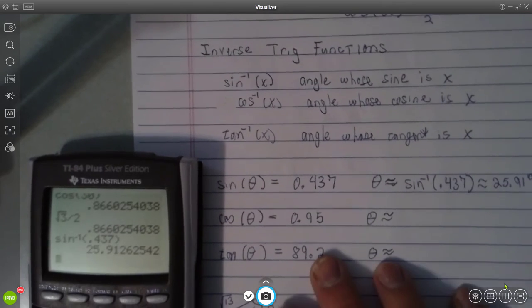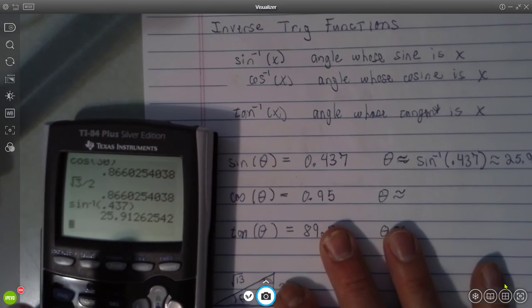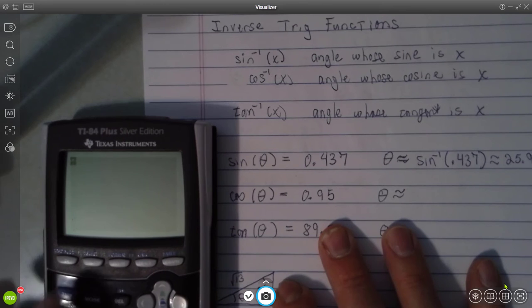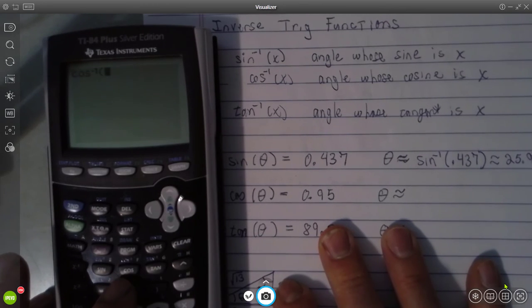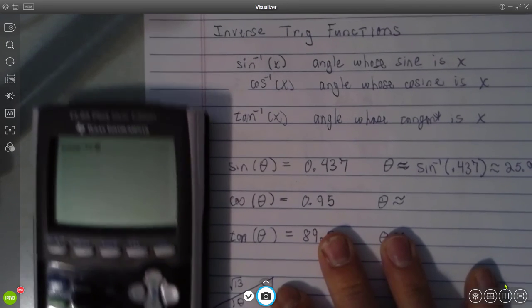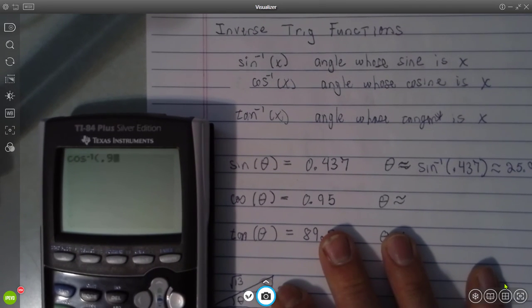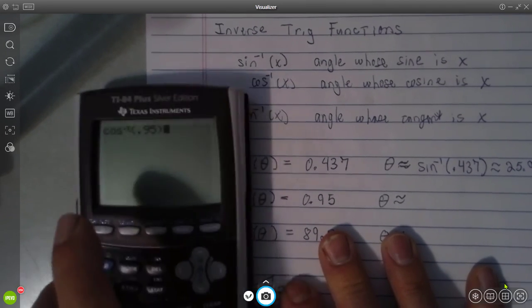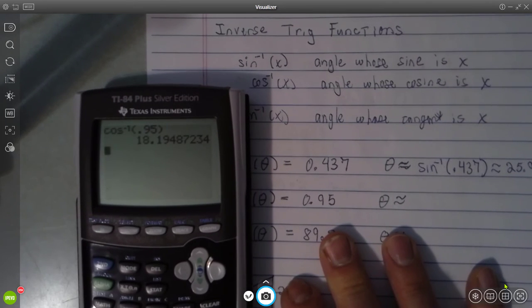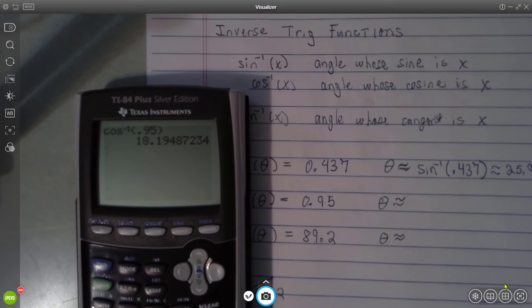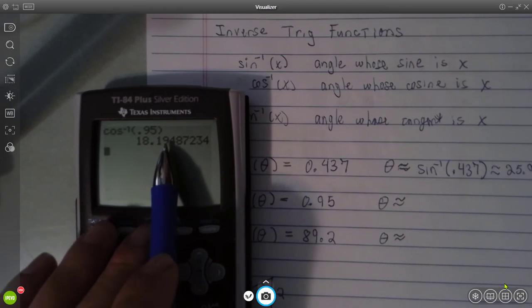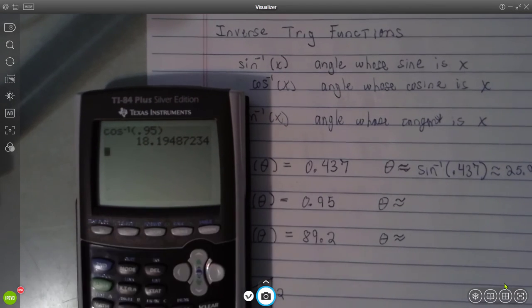Okay, what if the cosine were 0.95? Well, we'd do the same thing. Inverse cosine, second, and press the same button as cosine. Enter the value of the cosine, close up the parentheses and enter, and we have approximately 18, let's say 3 decimals this time, 18.195.